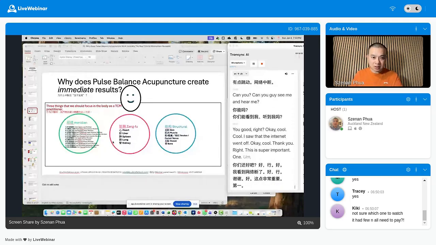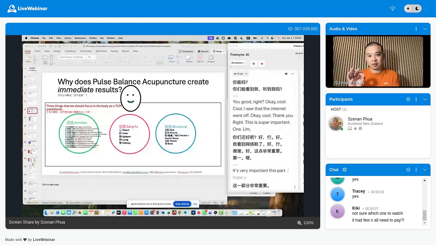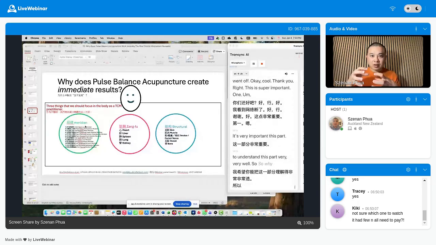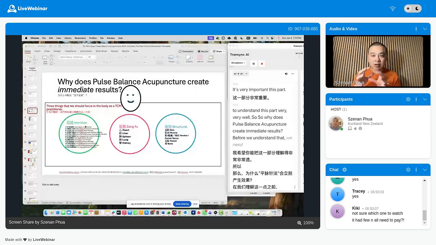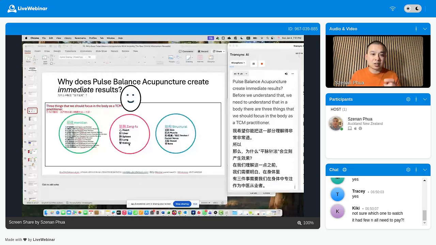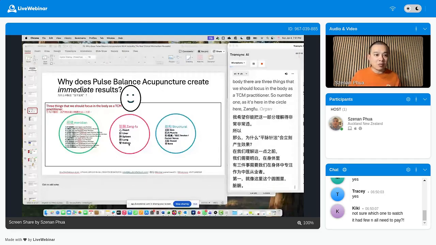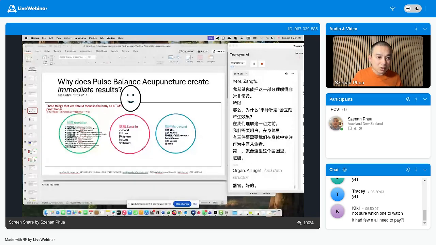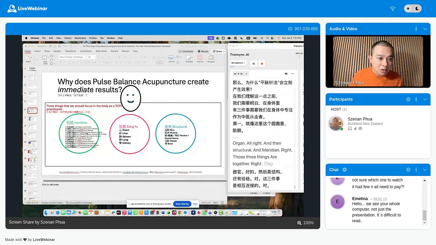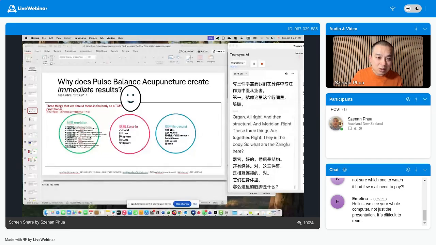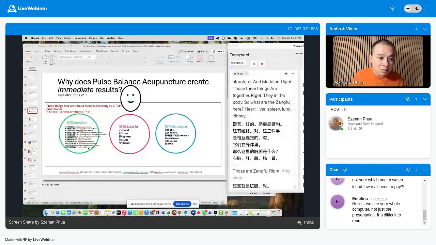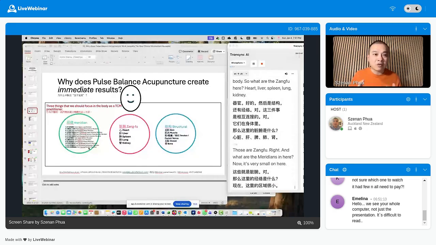So number 1, as is here, the circle here, 脏腑, organ, all right? And then structural and meridian, right? Those 3 things are together in the body. So what are the 脏腑 here? Heart, liver, spleen, lung, kidney. 心肝脾肺肾, those are 脏腑, right? And what are the meridians in here? Now, it's very small on here, but you can see it, right? We have lung meridian, pericardial meridian, heart meridian, large intestinal meridian, 三焦 meridian, small intestinal meridian, spleen meridian, liver meridian, kidney meridian, stomach meridian, gallbladder meridian, and bladder meridians, right? We have 12 meridians, right?